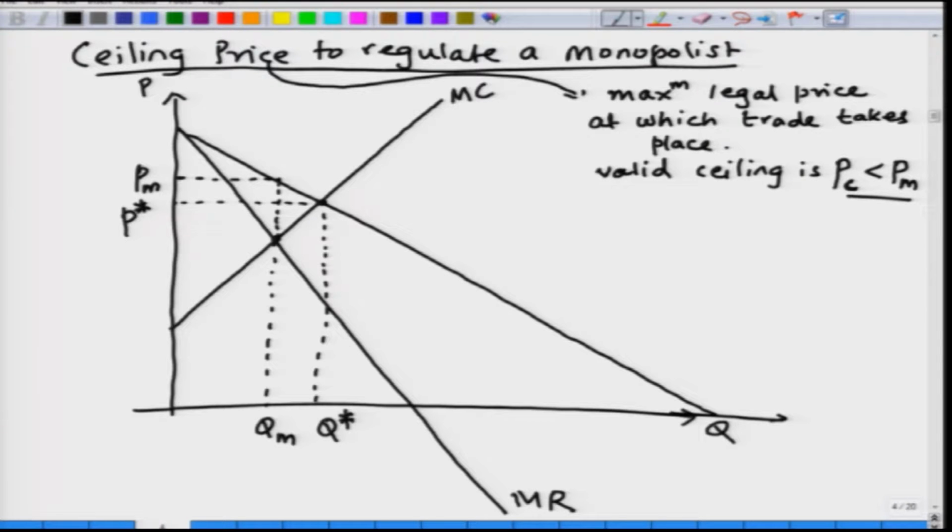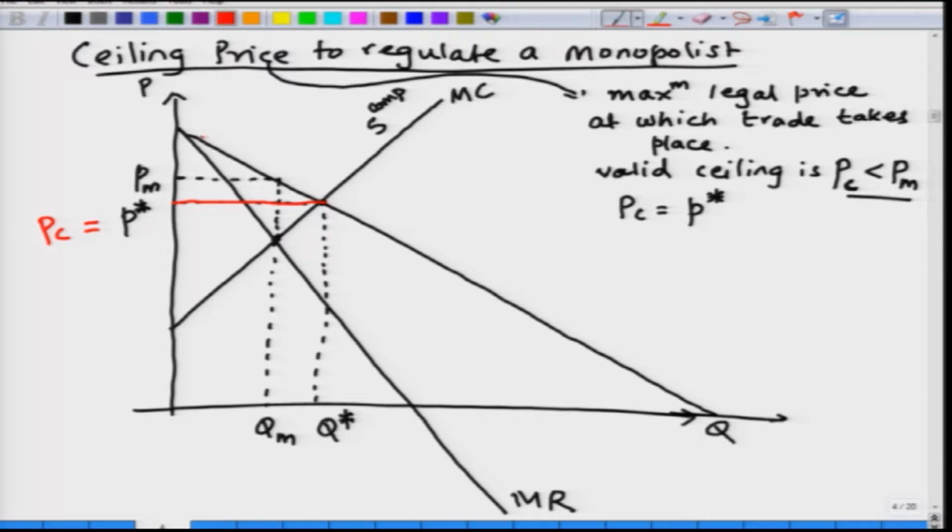Suppose the ceiling price is set at a level which is equal to P star, which is the competitive price, right. So, for completeness this would be the equivalent supply curve for the competitive market, right. So, suppose I set a ceiling price which is equal to P star. Now, because this is the maximum legal price at which trade takes place, essentially it implies that any price greater than P star cannot be charged.